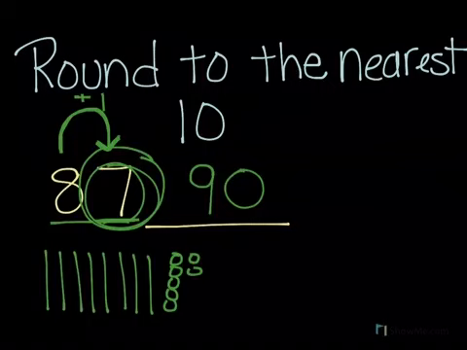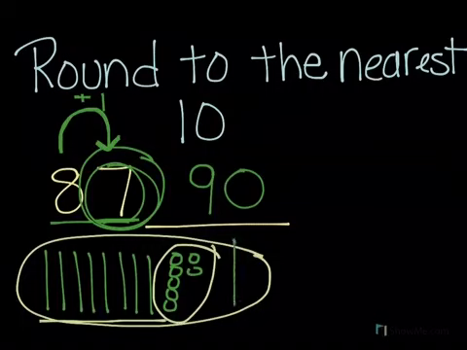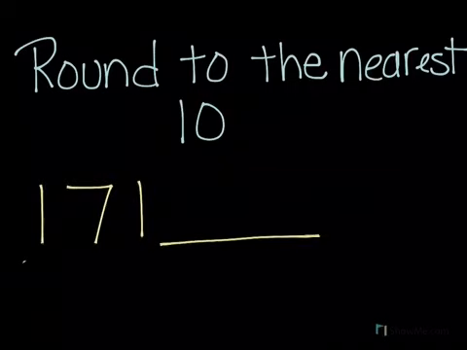Another way to think about it is to look at our place value drawing. Here I have 8 tens. Then I have 7 ones. Well, 7 ones is pretty close to another 10. So I would say that I would trade in my 7 ones for another 10, which would then give me 90.